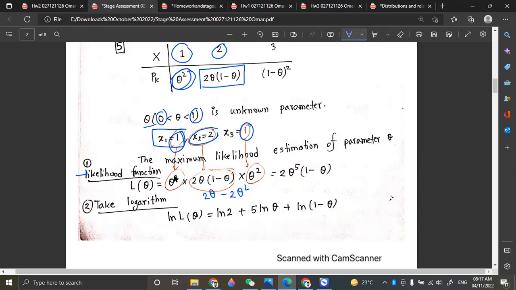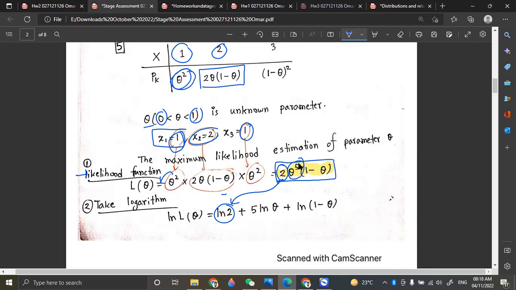So you see theta squared. For theta squared, the ln value, we just take the power down. So the value will be ln 2. See, we have 2 times theta to the power 5 into 1 minus theta. So if I find the ln of 2, this is the first number here, it will be ln 2. And then we have theta to the power 5.